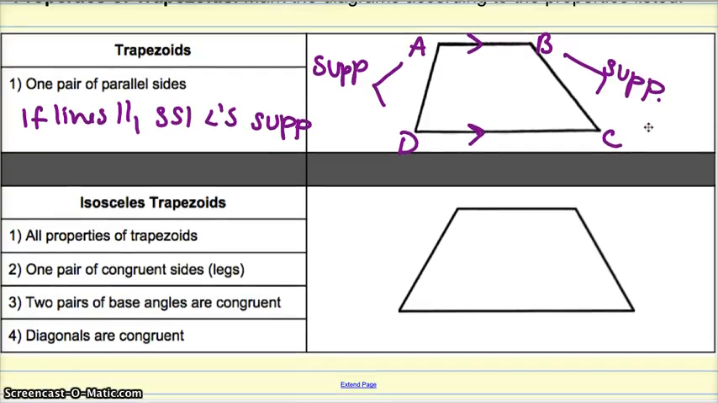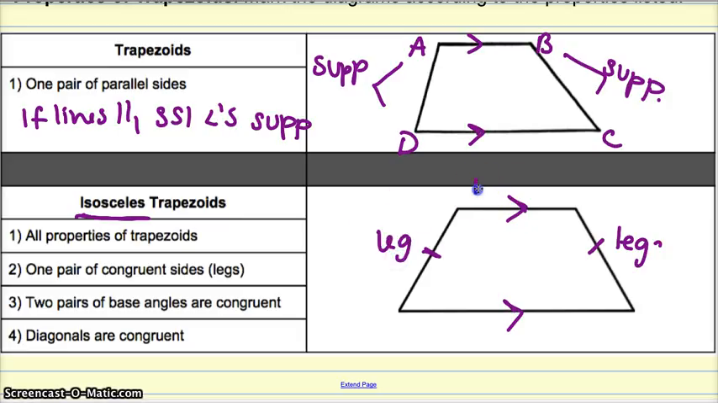Next one says isosceles trapezoid. It has all the properties of a trapezoid, which a trapezoid only has one. It has one pair of parallel sides. What makes it isosceles is the same idea of what makes a triangle isosceles, it has one pair of congruent sides, and we're going to call these legs. So these are referred to as the legs. Well, I guess that's just a leg, and this is a leg.